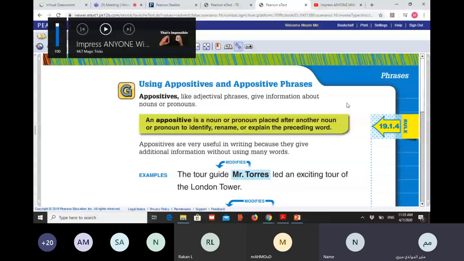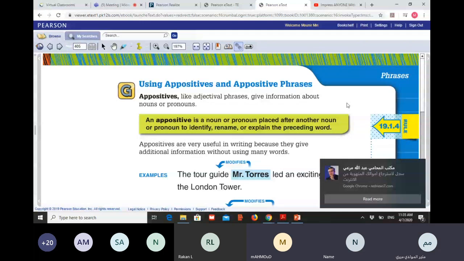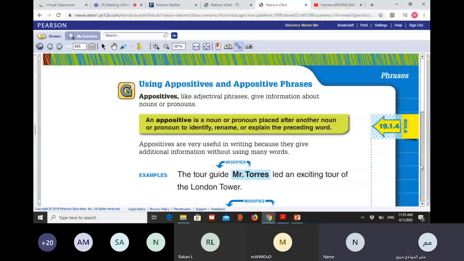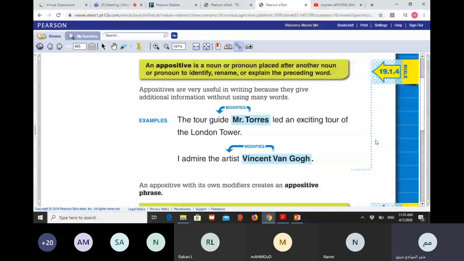Example: the tour guide, Mr. Torres, led an exciting tour of the London Tower. Mr. Torres modifies the tour guide. So here, the appositive is Mr. Torres. It is extra information. So the tour guide, Mr. Torres. Here we name who that tour guide is. Led an exciting tour of the London Tower. The second example, please. I admire the artist Vincent van Gogh. Vincent van Gogh modifies the artist. Excellent. So it gives us information about who that artist is.